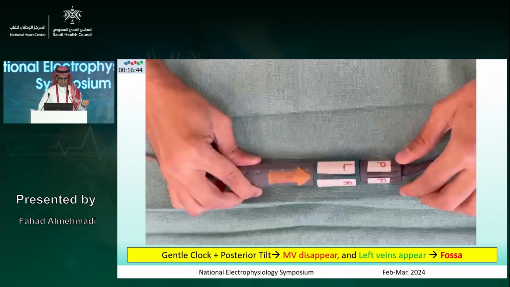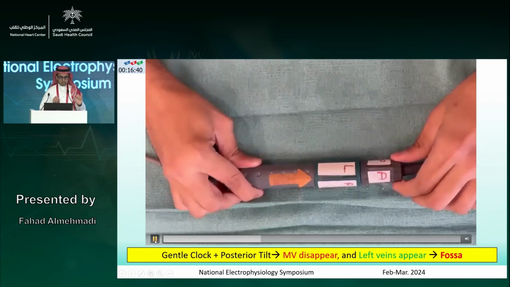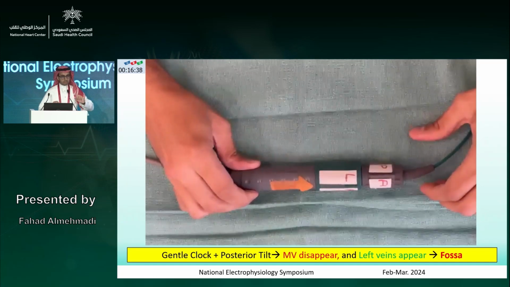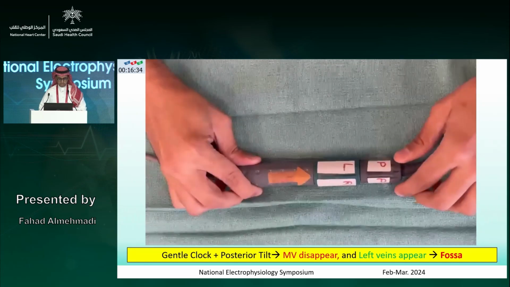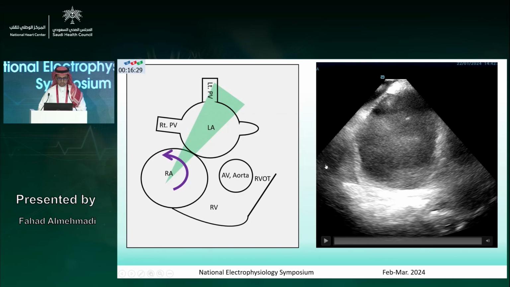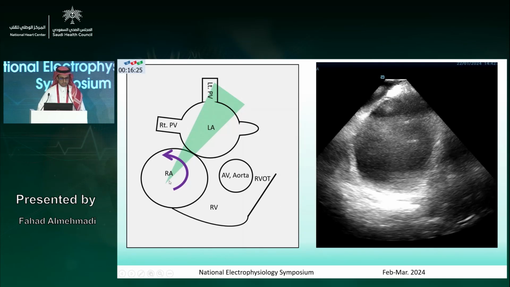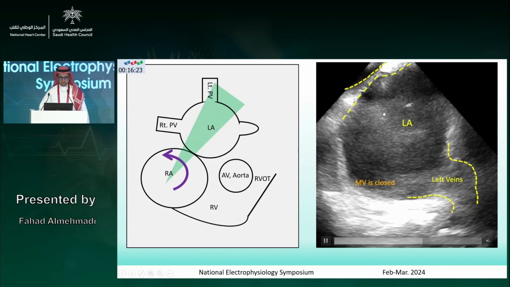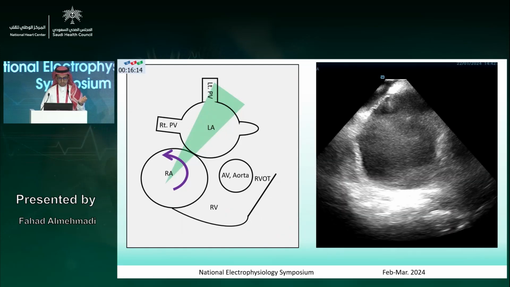From here, if we want to see the interatrial septum, what we do is just a posterior tilt and then a clock. Sorry, this will take us to a more posterior view rather than looking anteriorly. We are going a little bit more posterior, where you can see the interatrial septum, the mitral valve, the left atrium, and the pulmonary vein. And this is exactly where we can do our transseptal.